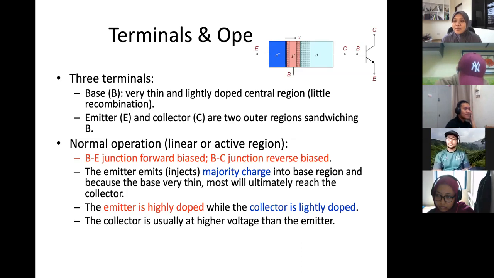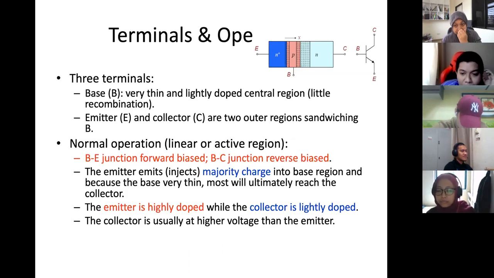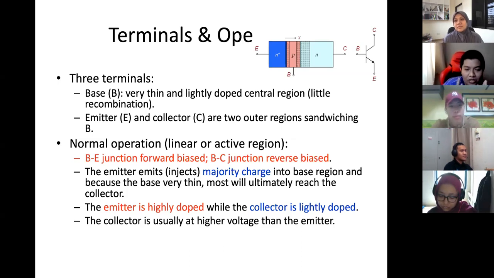Can I try? Okay. Afiq, please. I think it's because when we heavily dope, the carrier density on the heavily doped part would be much larger, so the depletion region will become smaller compared to the lightly doped region. That's why we can see the higher doping part has a smaller depletion region, because of the carrier density.